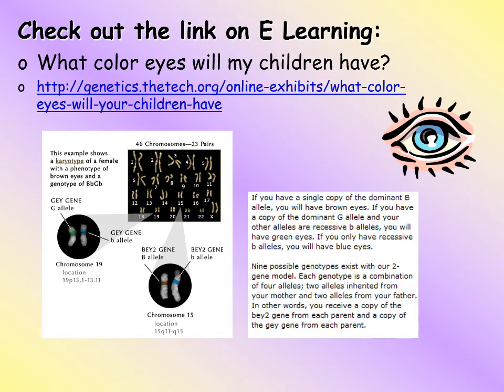There's a good website on this that's linked on eLearning. It's called What Color Eyes Will My Children Have? And I can send that to you guys when this presentation is over, but it explains this better. There's actually more than one gene that controls eye color. There's at least two, we think. So they explain this here. One's on chromosome 19 and one's on chromosome 15. So it talks about how you could possibly have green eyes and all of that.